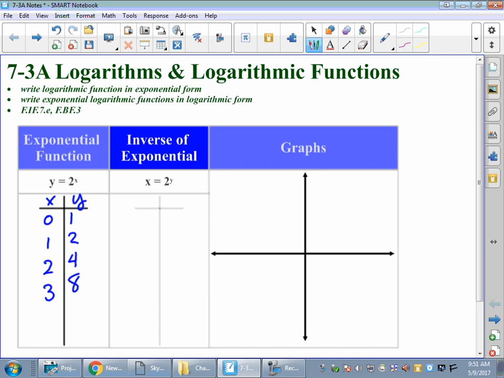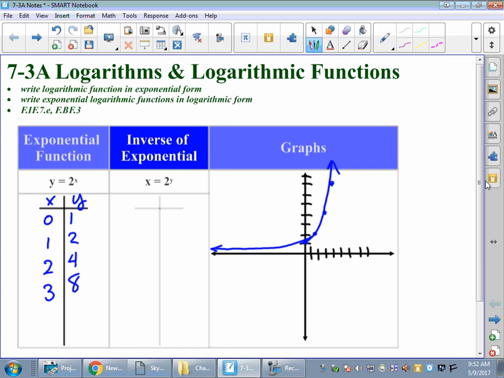So when I plot those points on this graph, I'm just dealing with the positives right now. 0, 1 is my y-intercept. Then 1, 2, 2, 4, and 3, 8. And so I have exponential growth, rising up to the right. And I'm going to use the x-axis as my horizontal asymptote. So that is the original function.